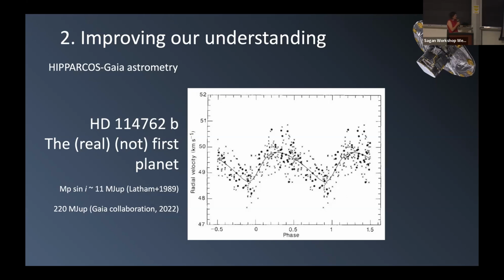220 Jupiter masses. The Hipparcos-Gaia data came out and they showed it is actually nearly pole on. It is not a planet. Dave was right. I swallow my words. I was wrong. So now we have to take that out of the archive as well. And there's many more of these coming.